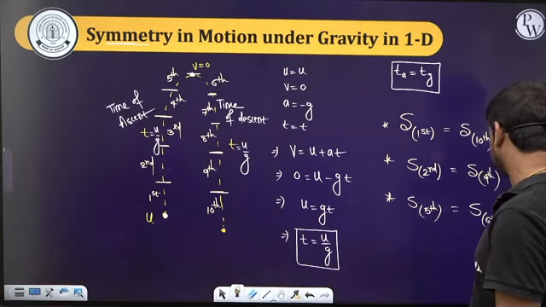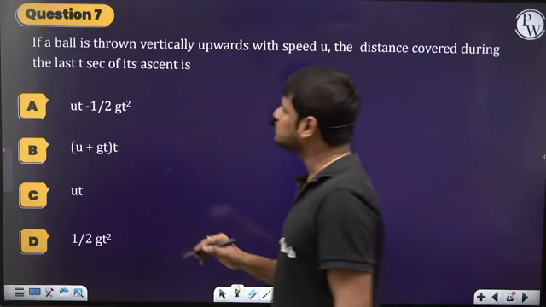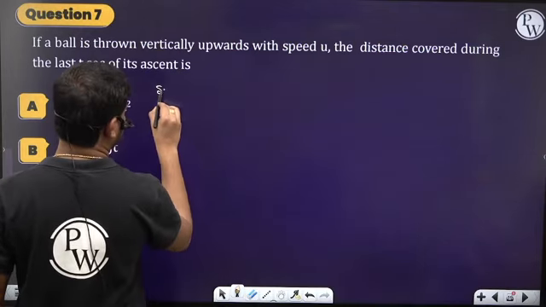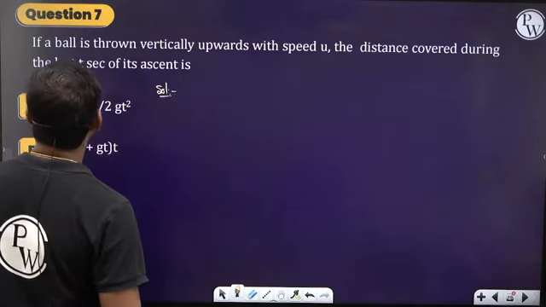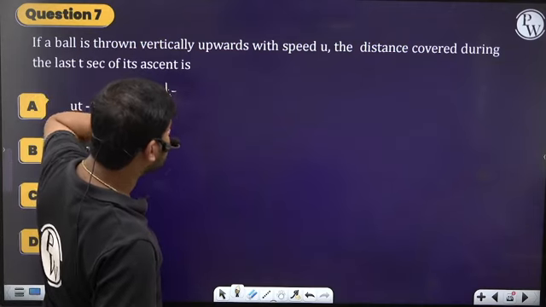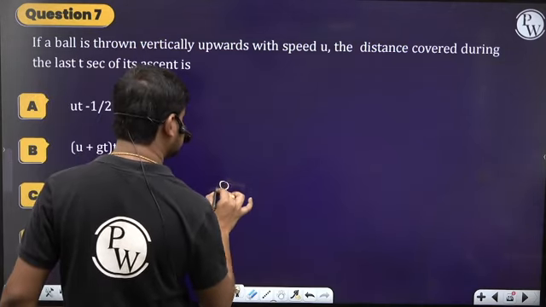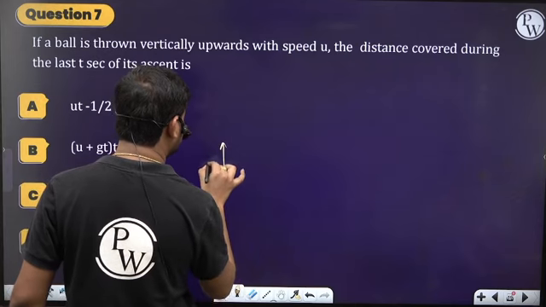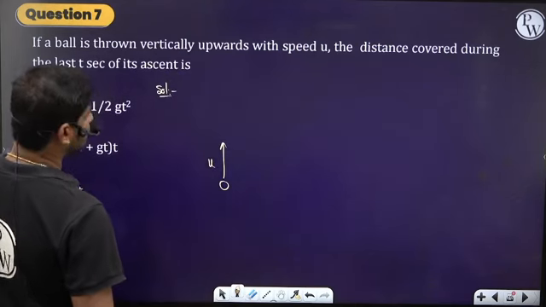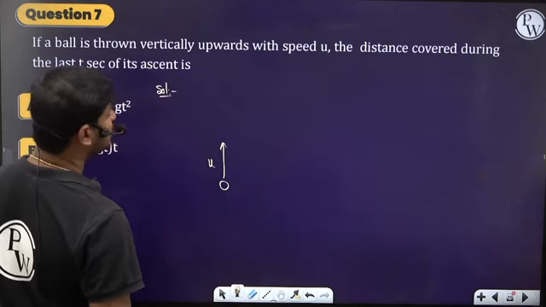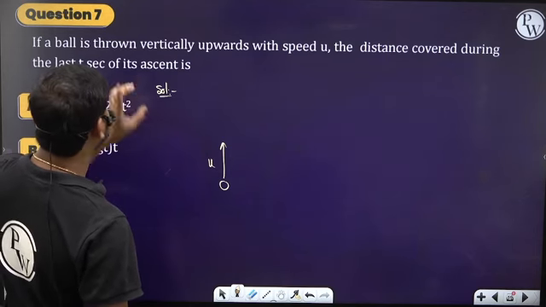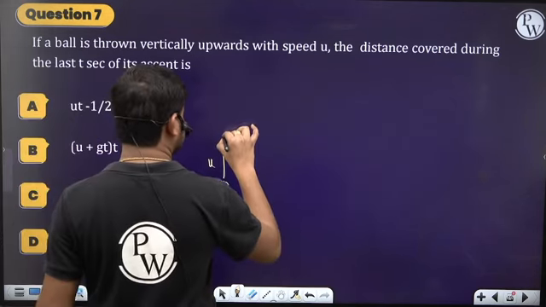So let's go for the question here. Question number 7. See what the question says. If a ball is thrown vertically upwards with speed u, let's suppose this is the ball. So this ball is thrown vertically upwards with speed u. The distance covered during the last t seconds of its ascent. So understand the question properly.